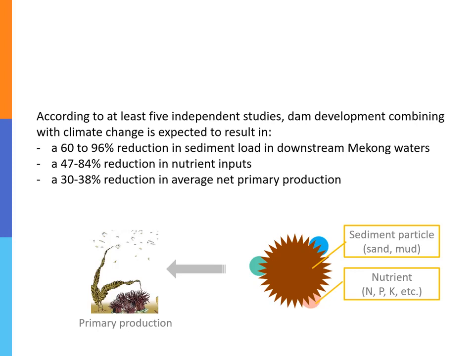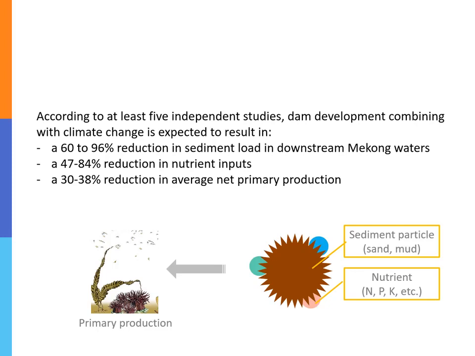However, there are multiple studies that show that dam development, combined with climate change, because the two impacts add up, are expected to result in a reduction of sediment load in the Mekong water of 60 to 96%. The latter figure is dramatic and corresponds to a total filtration of the mud and the sand in the river, resulting in blue waters downstream.